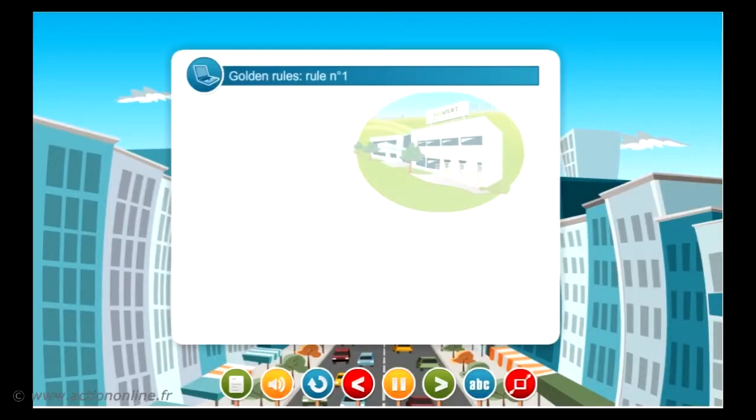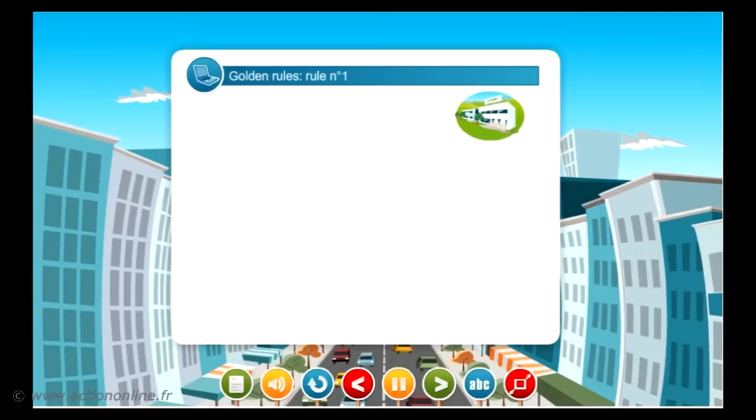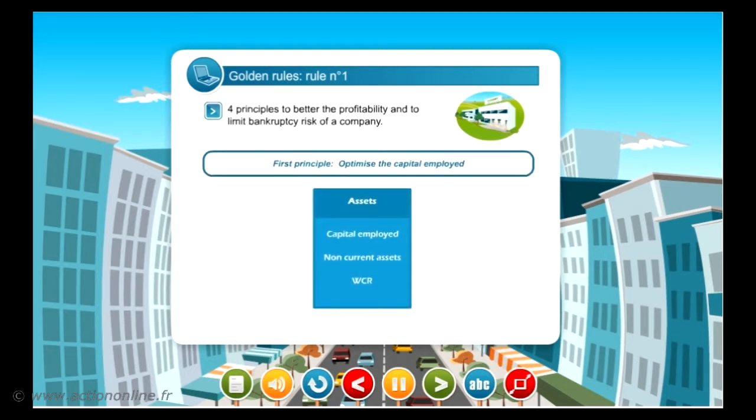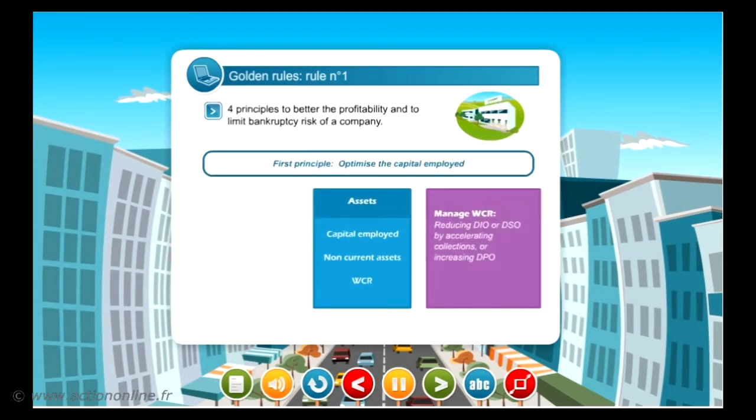To improve the return of a company and limit the bankruptcy risk, you have to keep in mind 4 rules. The first rule is to decrease capital employed, for example by managing the WCR, reducing DIO or DSO by accelerating collections or increasing DPO.